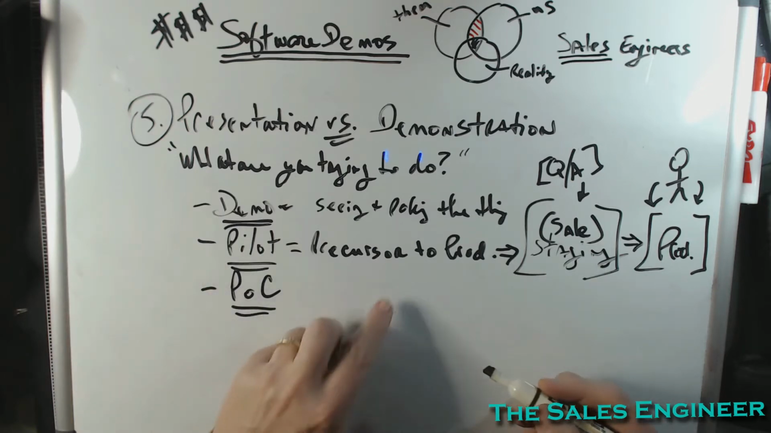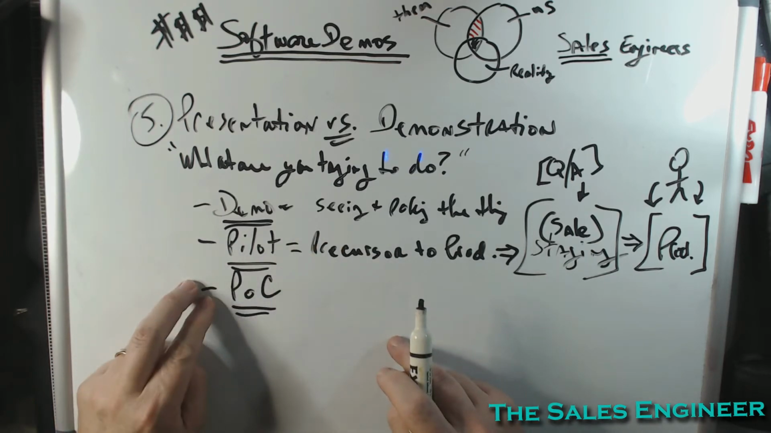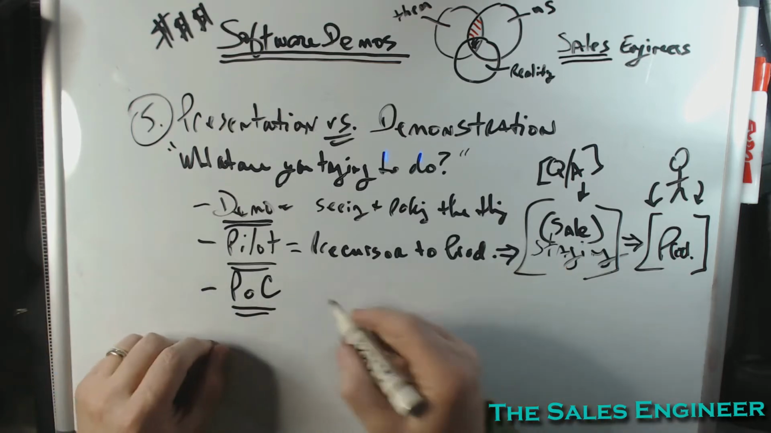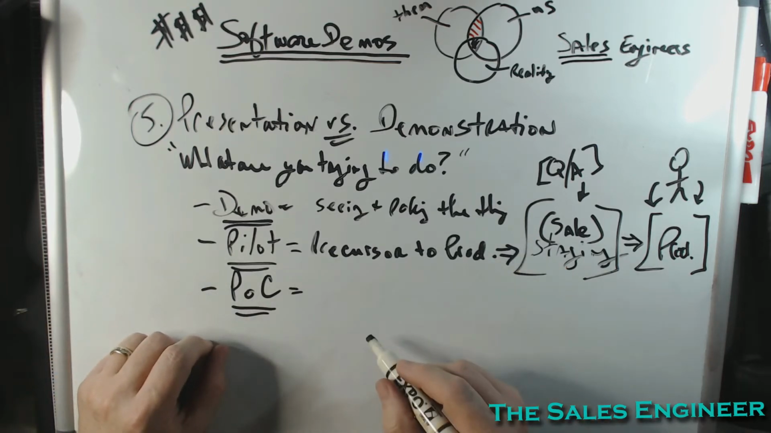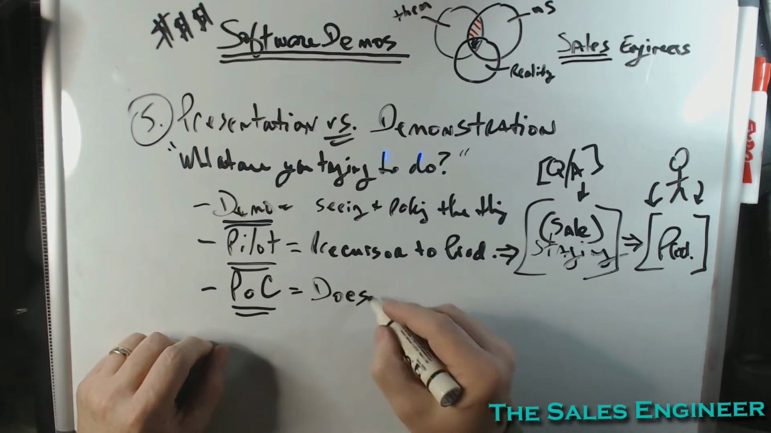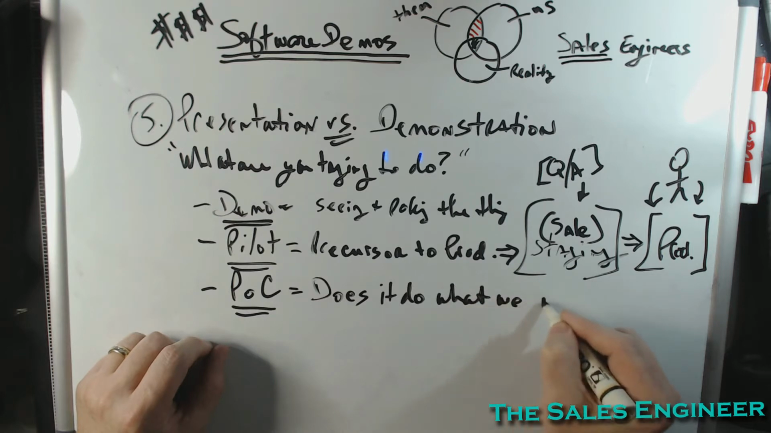So what's that leave us with? A proof of concept. Well, when you look at these like this, you say, oh, a POC. Oh, it's proving a concept. Duh. Remember we talked about the end of the sales cycle? Remember? Does it do what we claim?